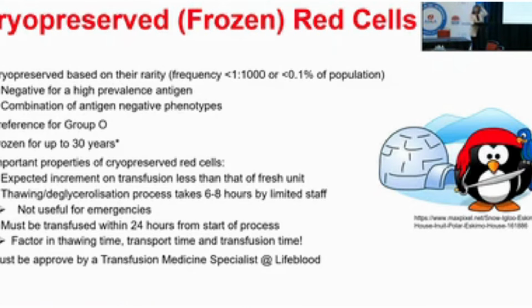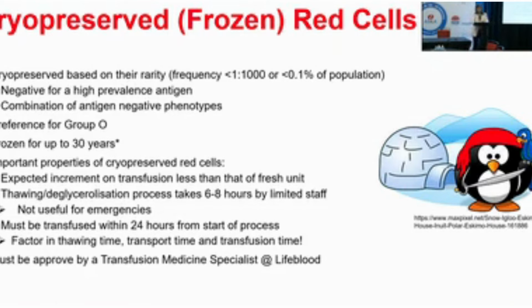So, cryopreserved or frozen red cells. We have an inventory, as I alluded to earlier. This is usually when the blood group is so rare that it's less than 1 in 1,000, or less than 0.1% of the population, that we will freeze some of those cells. We prefer to freeze O cells if possible because, as you know, they're the universal donor. We can now preserve red cells for up to 30 years. Previously it was 10, but the new Council of Europe guidelines say up to 30. So we're very pleased with that.